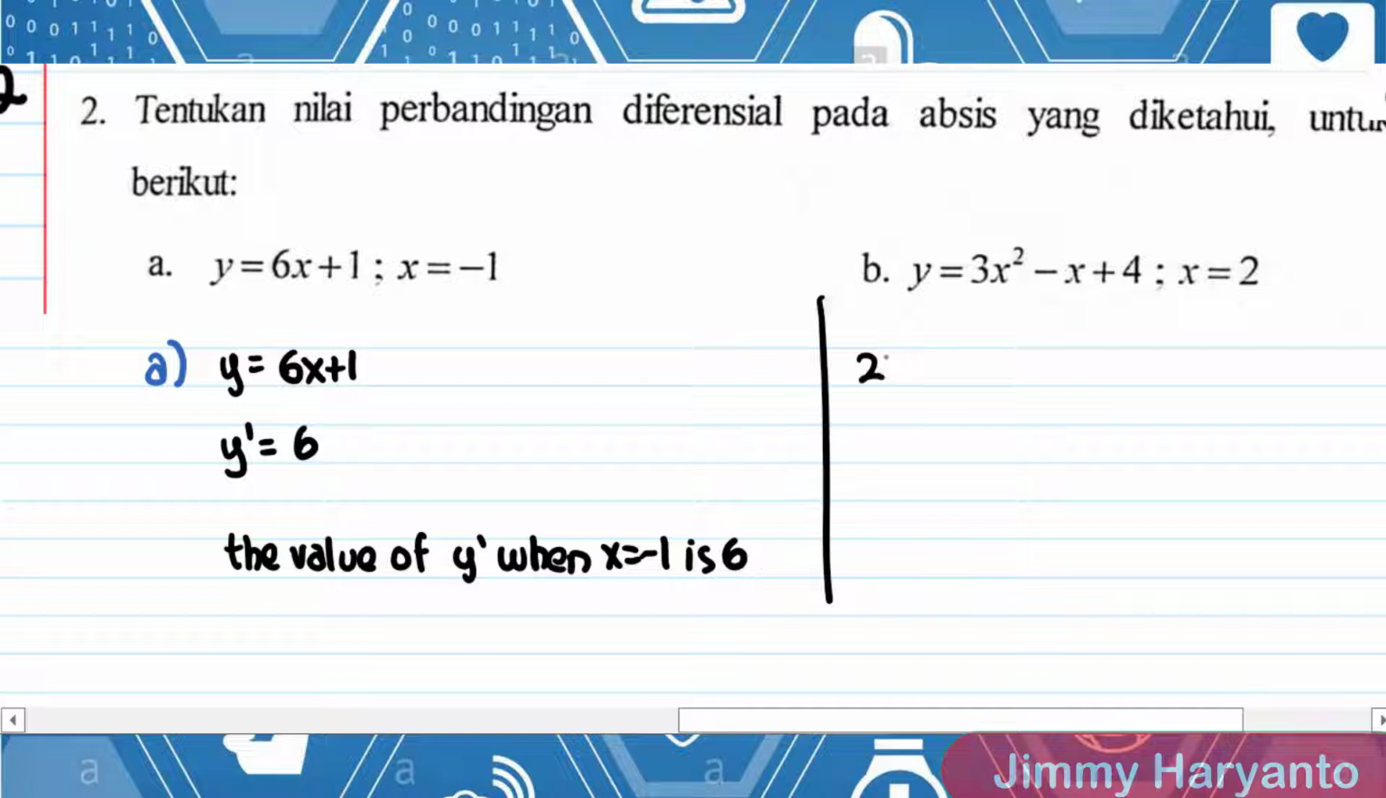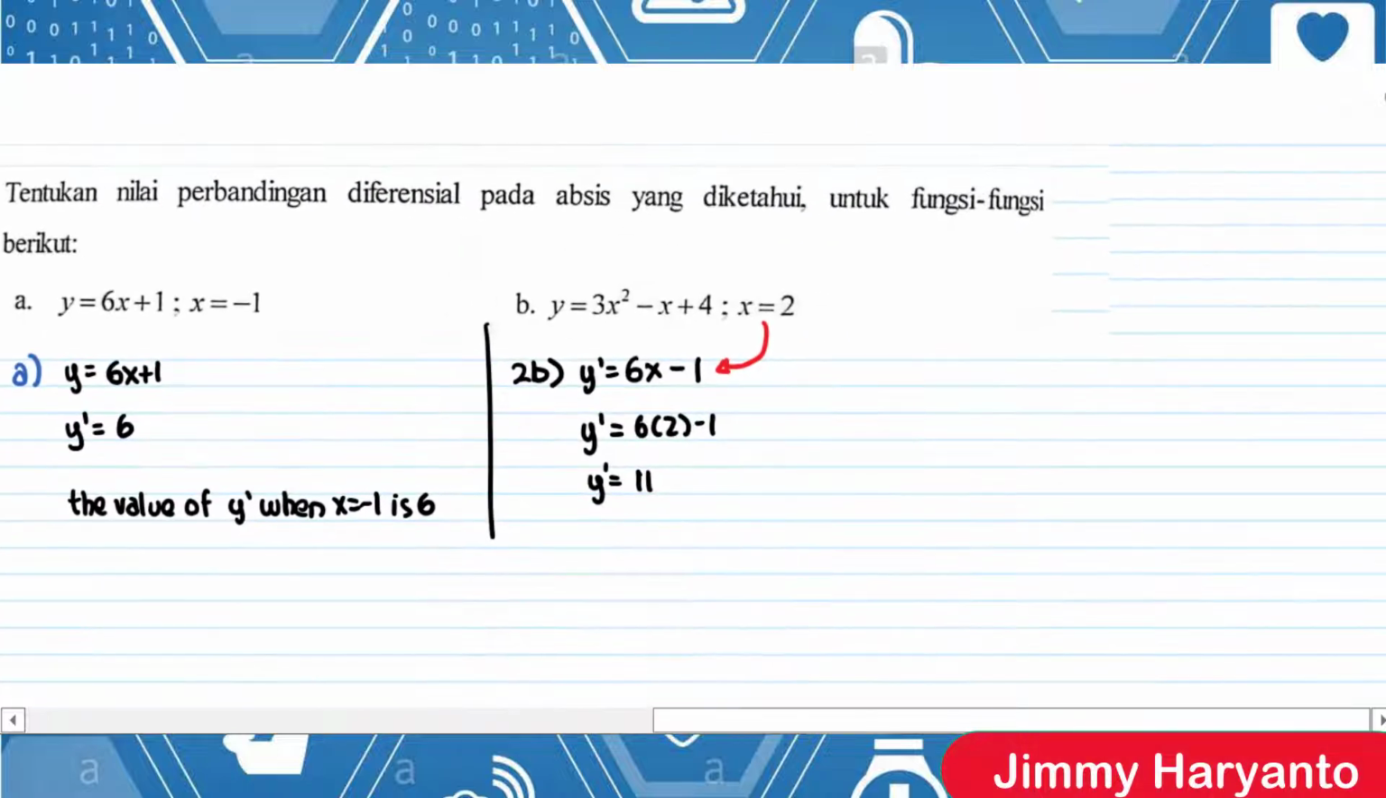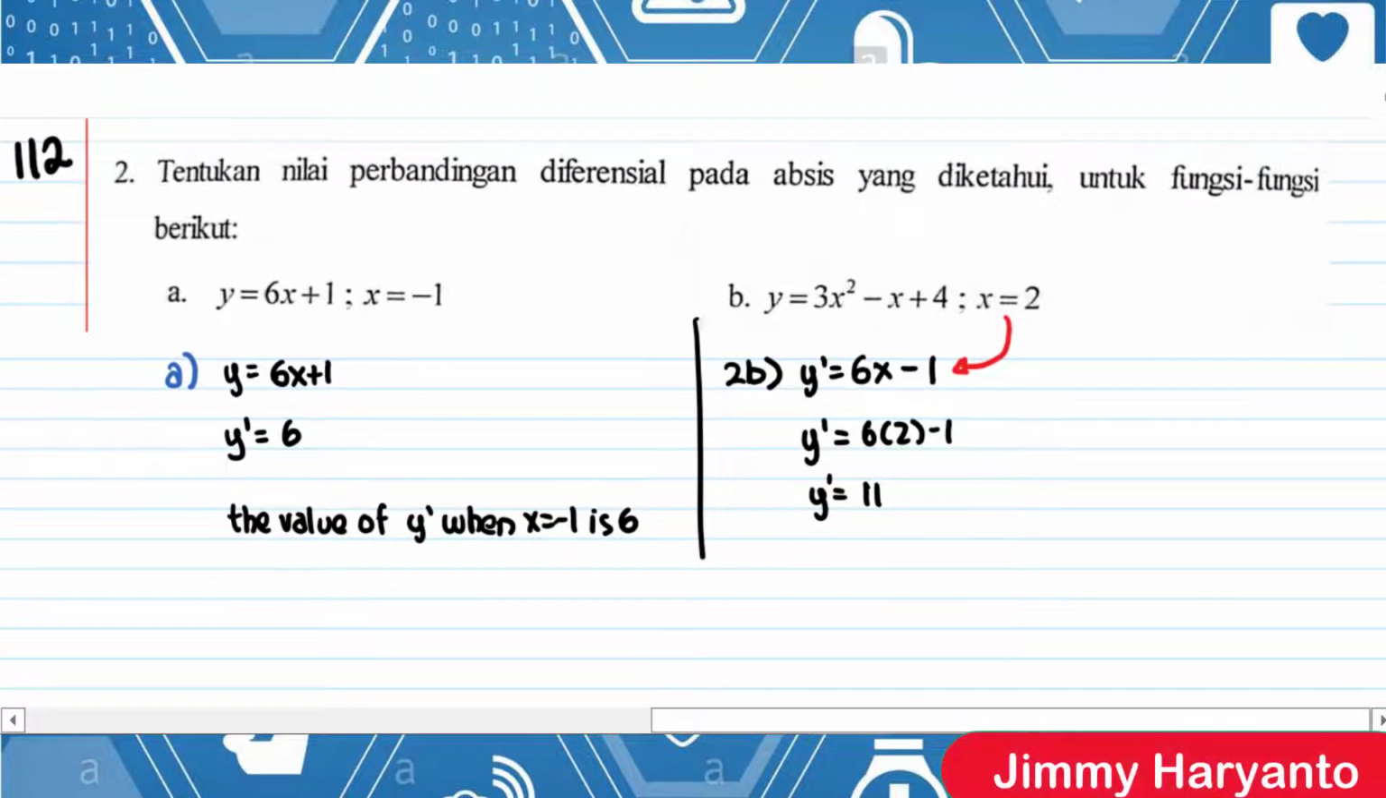How about 2b? For 2b, we have y equals 3x squared minus x, differentiated into y accent equals 6x minus 1. And we have to find the value of y accent, right? Therefore, we have to substitute x equals 2. So you will have y accent equals 6 times 2 minus 1, so y accent equals 11. Okay, so this is the answer for number 2b.